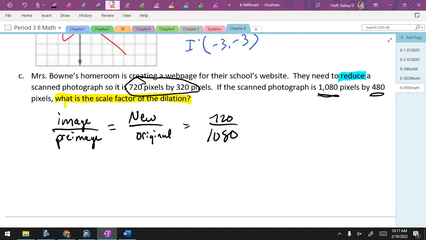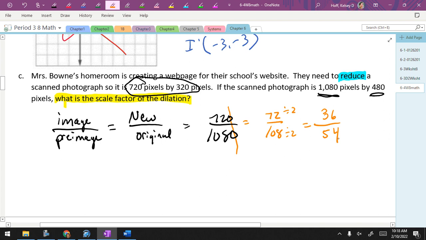Okay, the easiest thing we know, they both end in 0, so it's like dividing a 10 out, right? So we could take 72 and 108. What are some numbers that go into 72? 2 would. Okay, so if I divided 2 out, 72 divided by 2 is 36. 108 divided by 2, 54. Can you reduce those further?